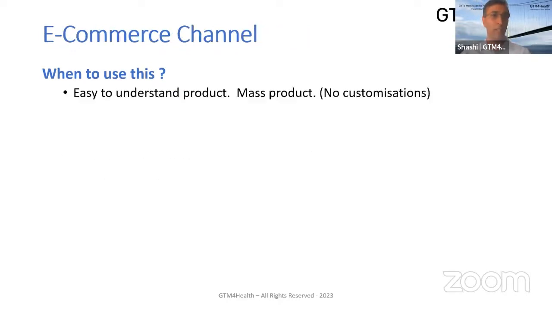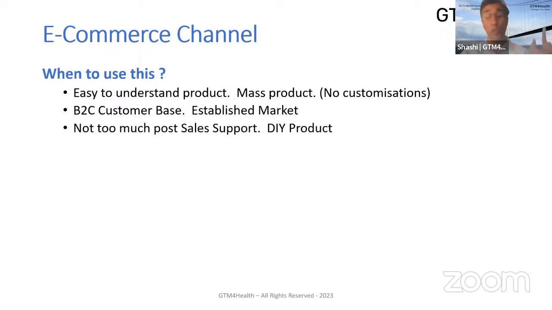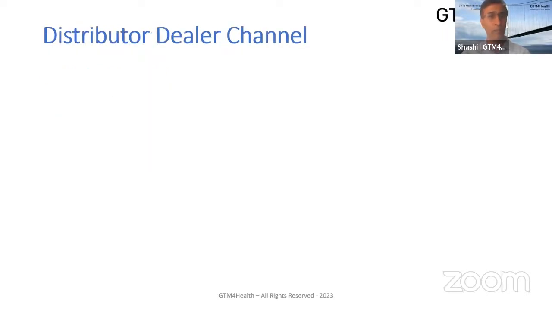E-commerce: if you know something is a very easy to understand product, it's a mass product. It's a me-too product, but you have some differentiation. No customization is required. You put it on Amazon, it works over there. B2B, B2C customer base, established market, they take care of it. No post-sale support, a do-it-yourself product. Then you use the e-commerce channel. Fulfillment is the only cost you need to bear. Examples: Amazon, Flipkart, Meesho, so many of them.